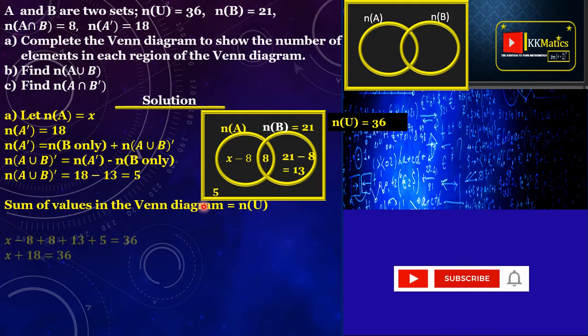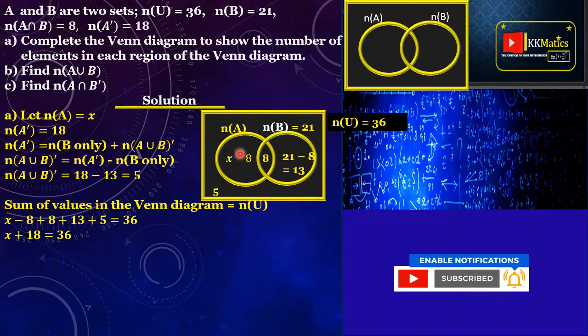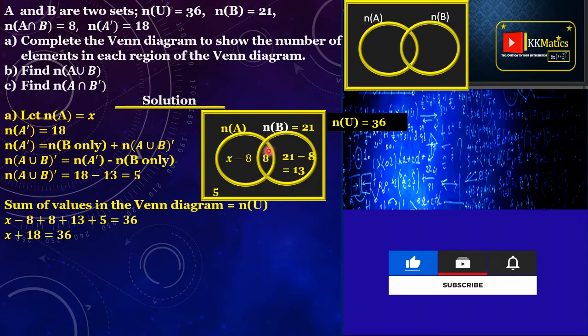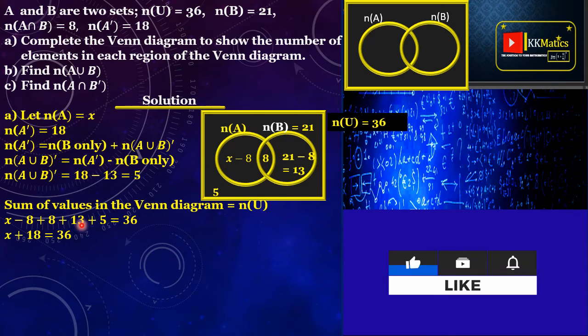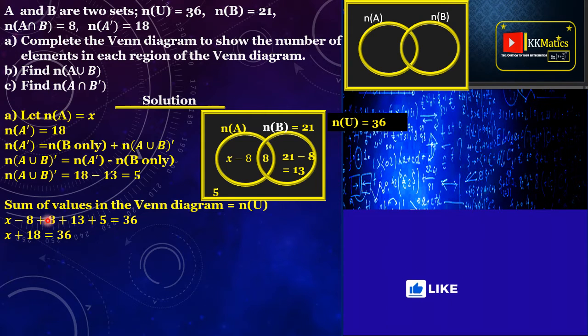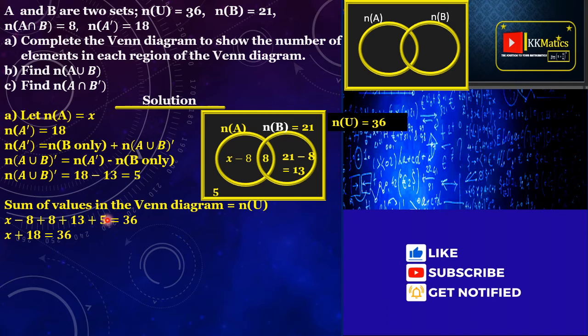So we sum everything we have in the Venn diagram with the exception of this and that. We have x minus 8, as you've seen on your screen, plus 8, plus the 13, plus this 5, and this is equated to that 36. And that's what we've done here. Minus 8 plus 8 cancel each other, and we'll be left with 13 plus 5, which gives us 18.